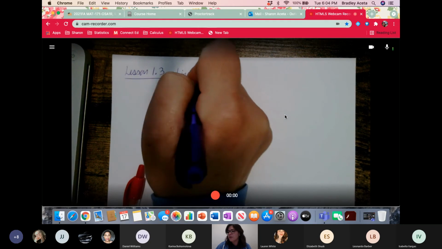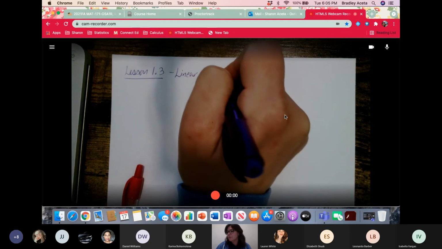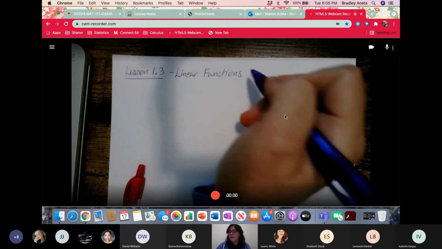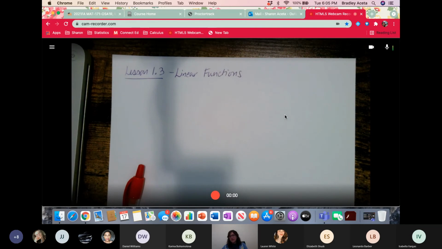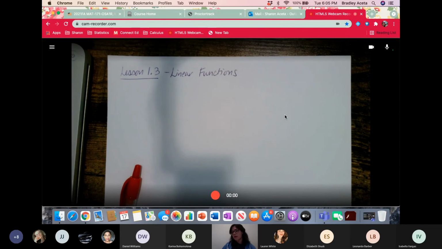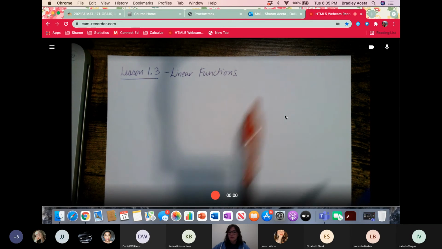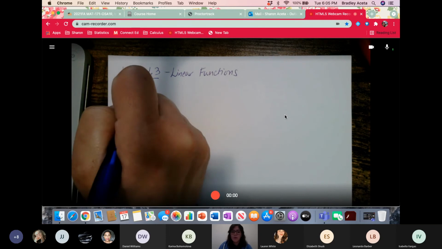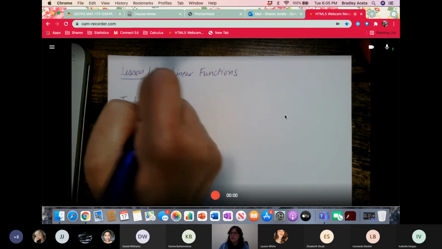called linear functions. And I'm going to give a couple definitions, do a few examples. All of this can truly be done in the calculator, but you just need to know a couple of definitions with this. So first part, what is a linear function?